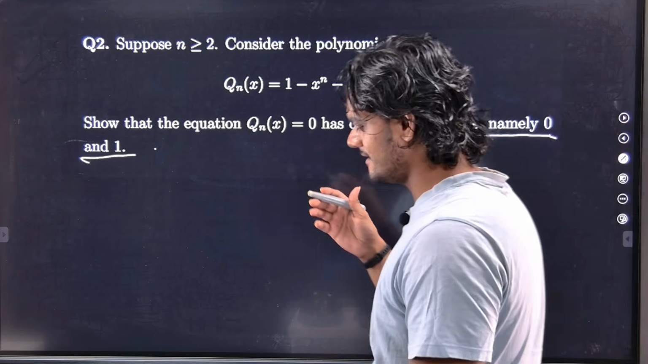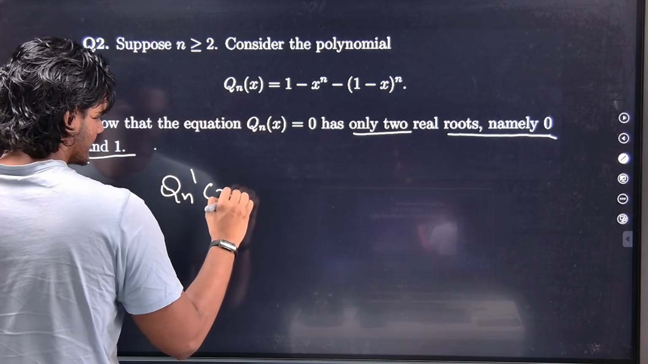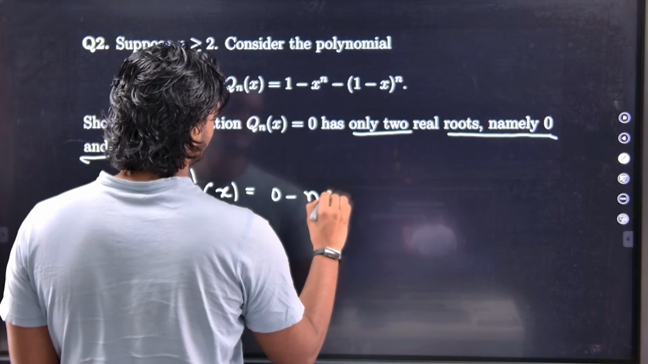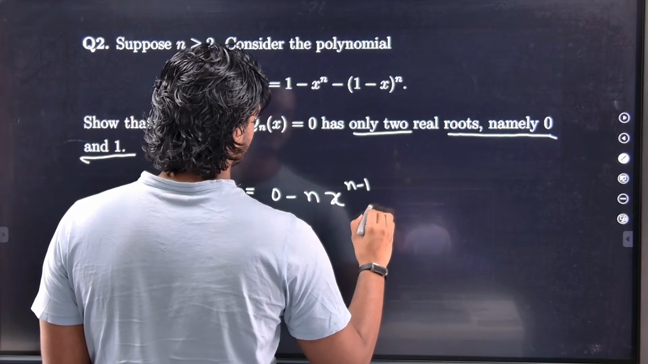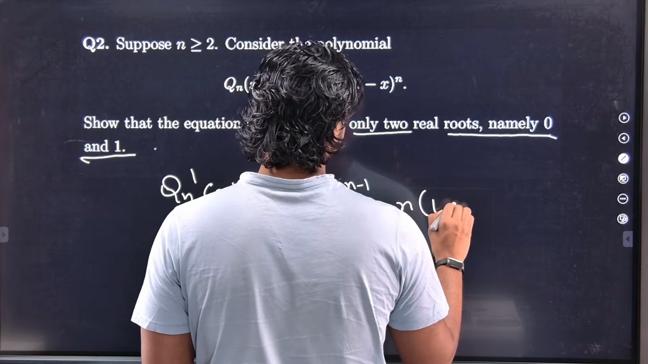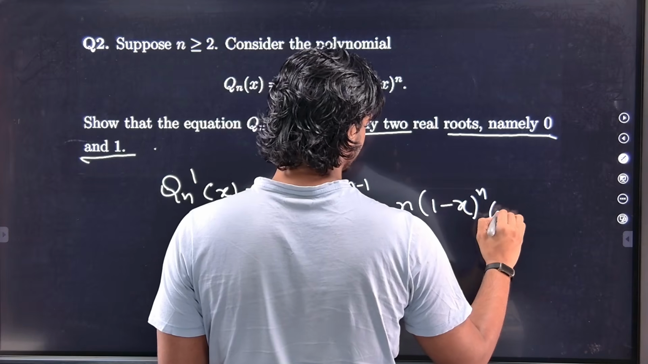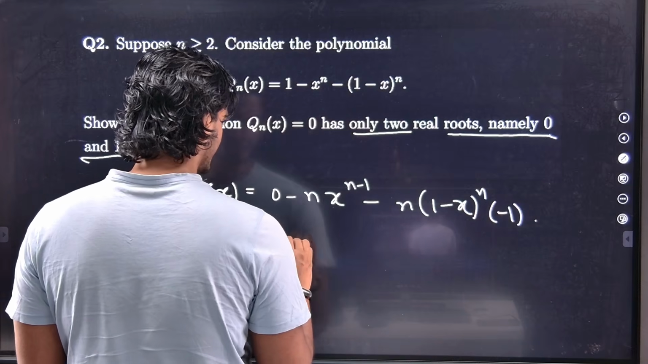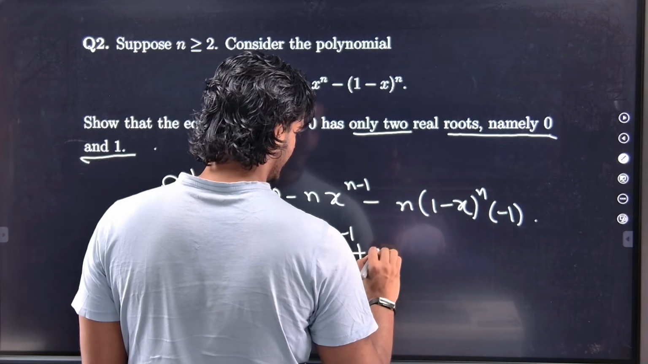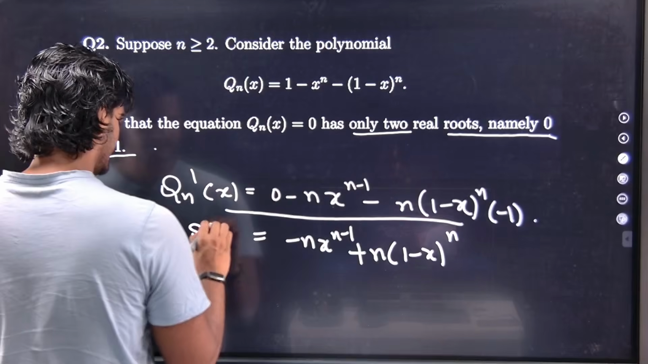So what is the differentiation, Qn dash of x? This is obviously 0 minus n x power n minus 1, minus n into 1 minus x whole power n minus 1, and because I'm also differentiating by chain rule, the inside thing gives minus 1. So I will have minus n x power n minus 1 plus n into 1 minus x whole power n minus 1. So this is Qn dash of x.